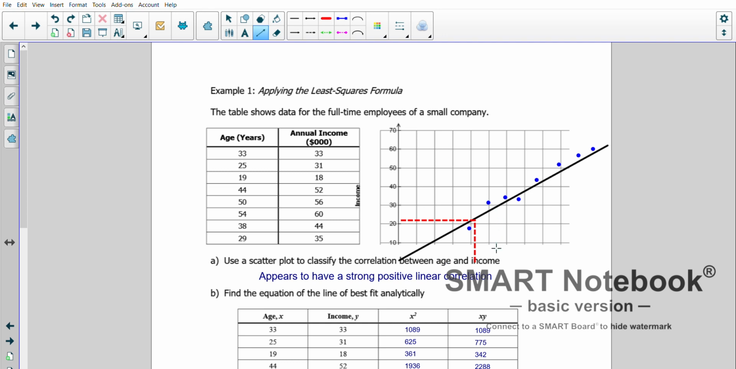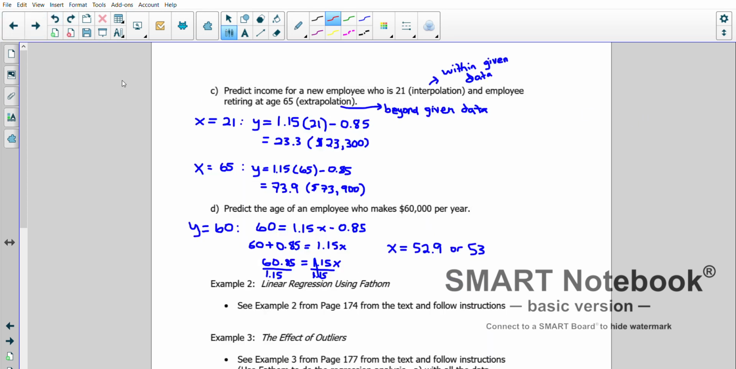But notice that this prediction is within the given data. That's why it's interpolation. The first data point is right here, and the last data point is out here. So any prediction you make within these two arrows is interpolation. Anything outside of those arrows is extrapolation, which is what happens in the next question.